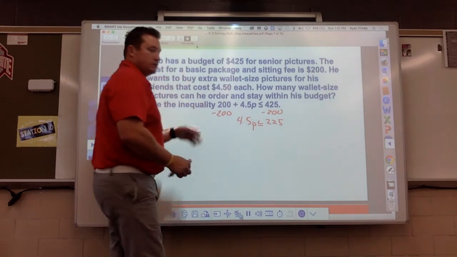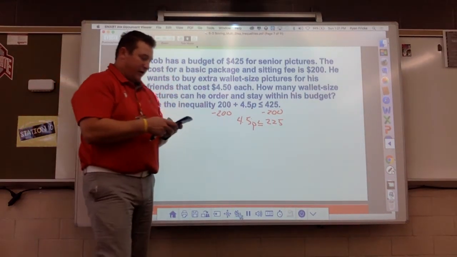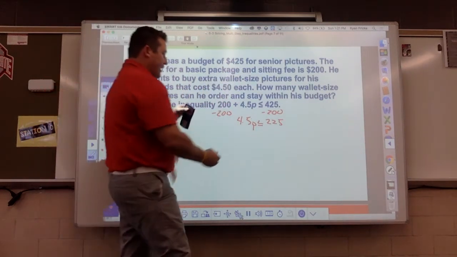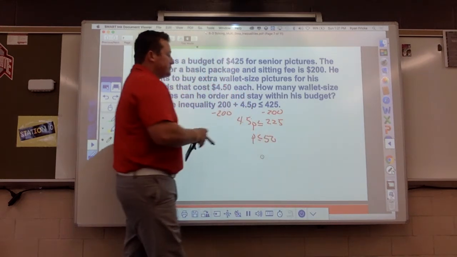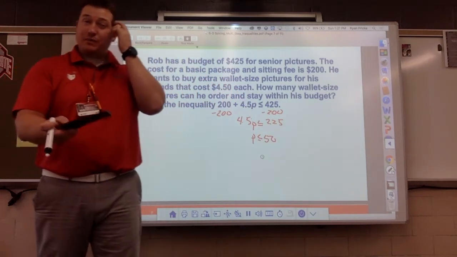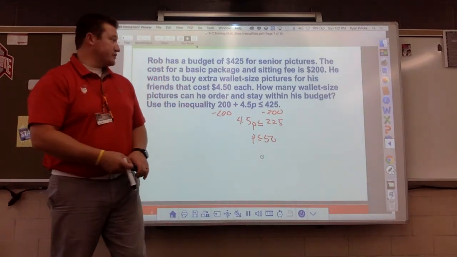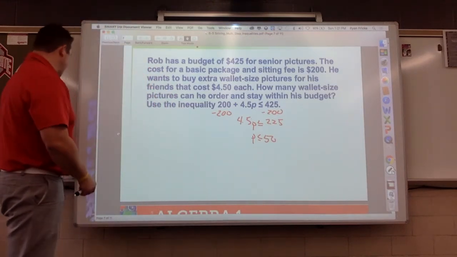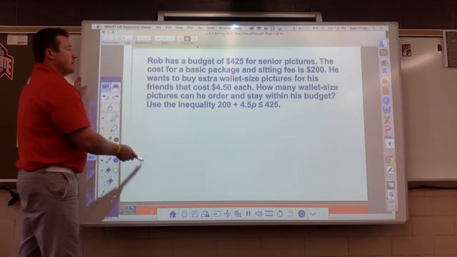225. Okay, once again, I'm not trying to divide 225 by 4.5. Mr. Texas is going to do that for me. This turns into 50. So the number, right, of wallet-sized pictures he can buy, any amount up to and including 50 pictures. Can he order 51? No. Can't do 51, that's over budget. But he can do 48, he can do 50, all good.